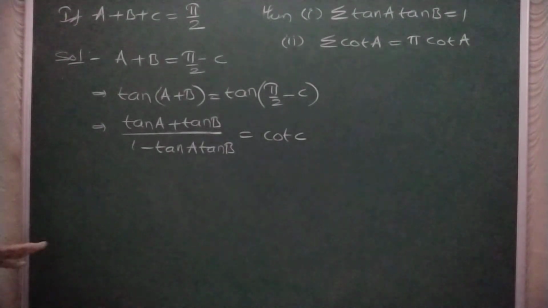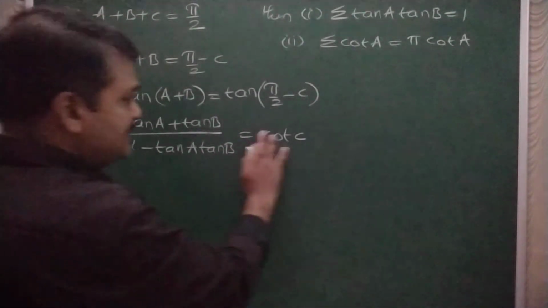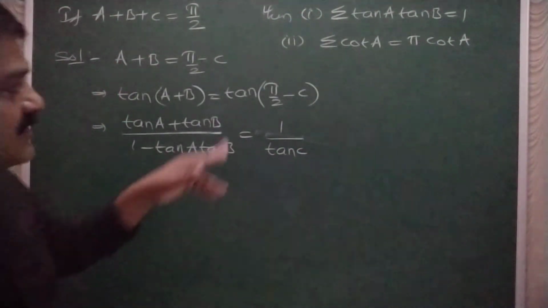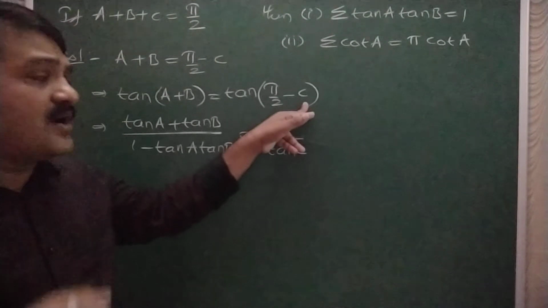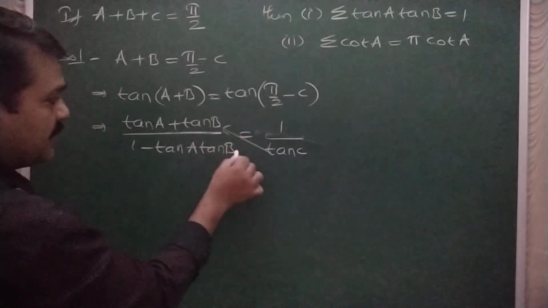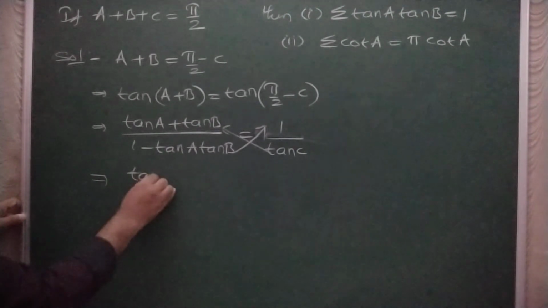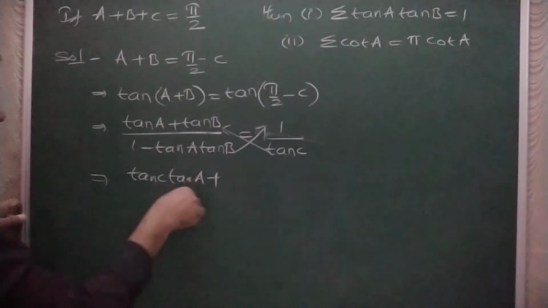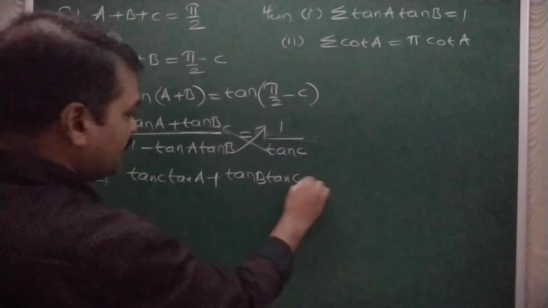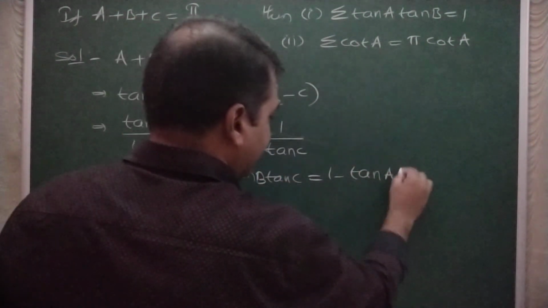Next, since we want the condition in terms of tan, I will change this cot c as 1 by tan c. So I am not wasting one more step. Tan of 90 minus c is cot c. Cot c can be written as 1 by tan c. Now you cross multiply. Tan c into tan a plus tan b into tan c, 1 into this part, so 1 minus tan a tan b.